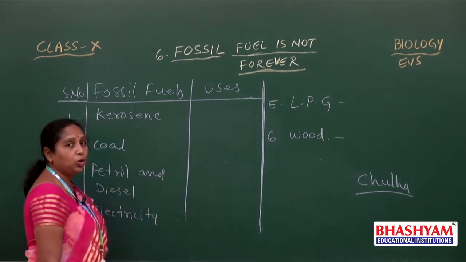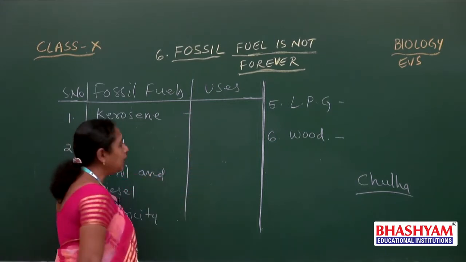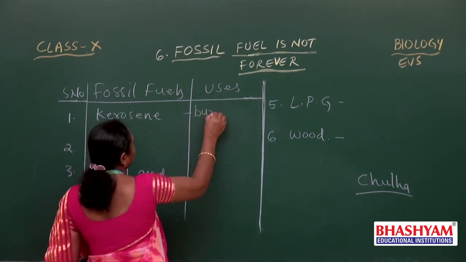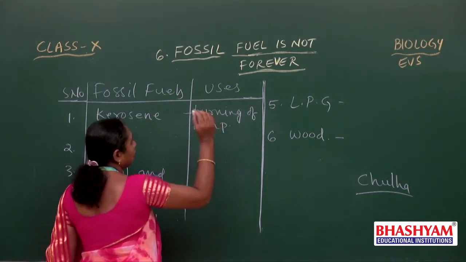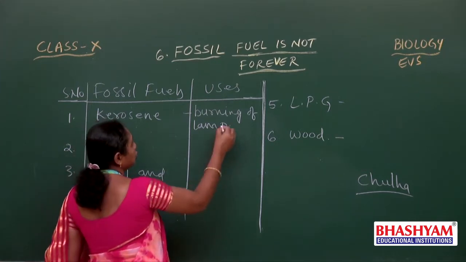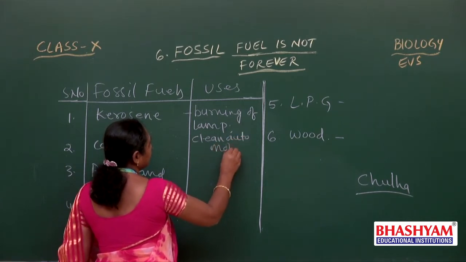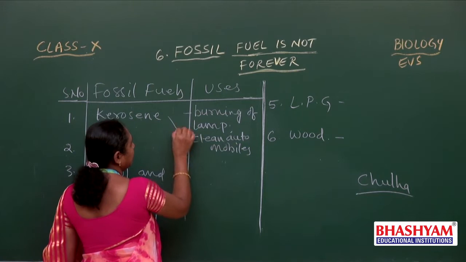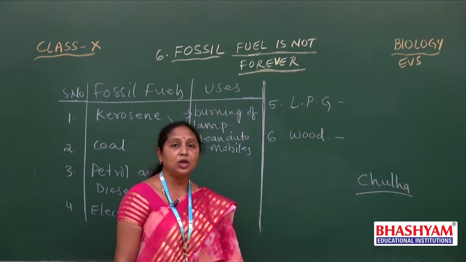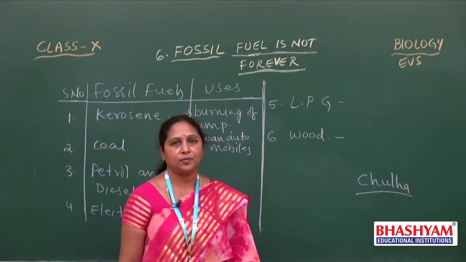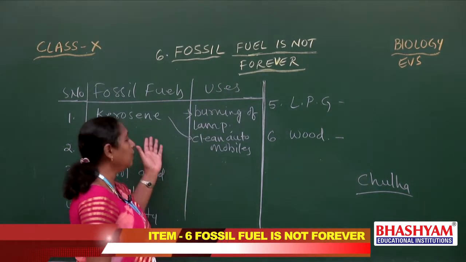If you take kerosene, it has multi-purpose uses. Kerosene is used for burning lamps, and it is used to clean automobiles. Like this, kerosene is useful for a number of purposes, and still now in a number of houses kerosene is used for cooking also. So you find multi-purpose uses in kerosene.